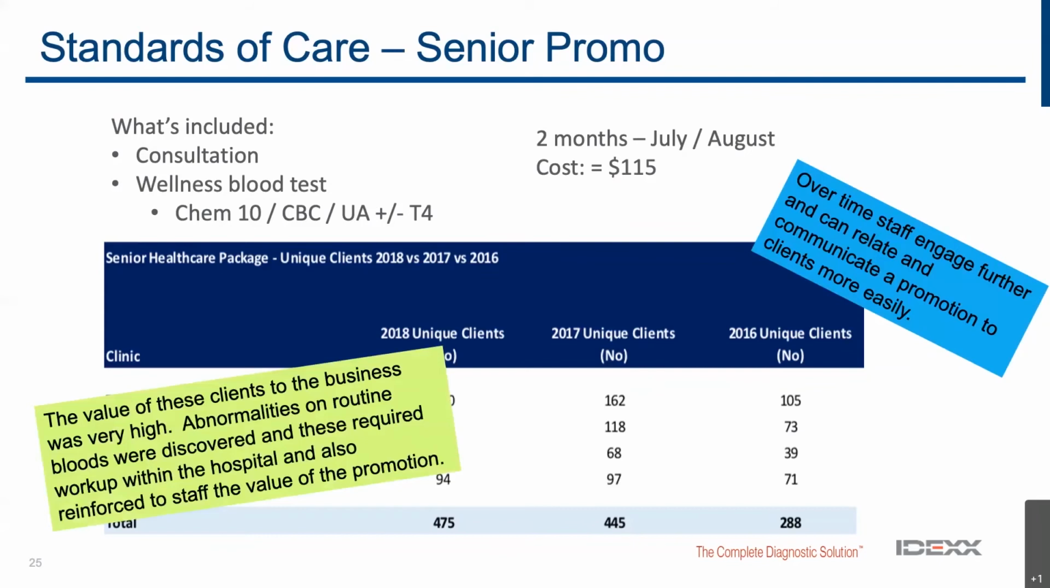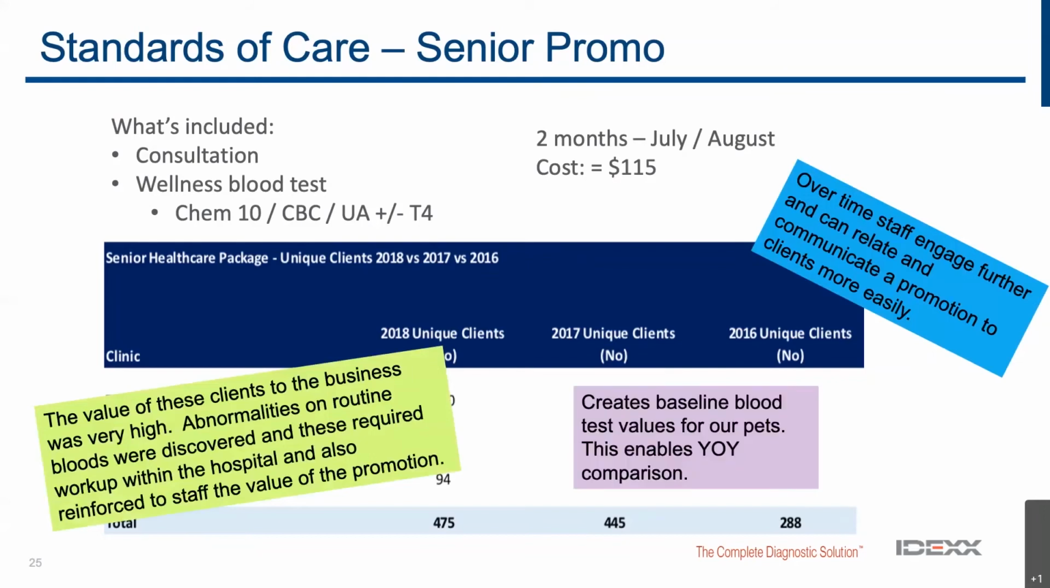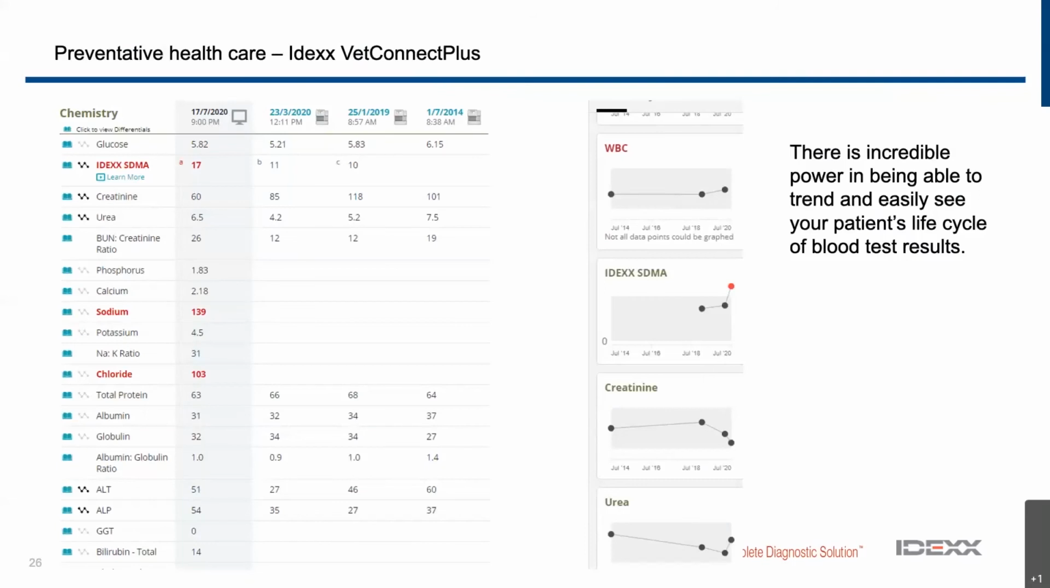Abnormalities on routine bloods were discovered, and these required workup. And it creates a baseline value for year-on-year results. And again, this was part of our standard of care. We should be doing regular checks. For everybody who's using the Vet Connect Plus, they're well aware of this, but if anybody's not, then trending results is a really critical thing that's happening.